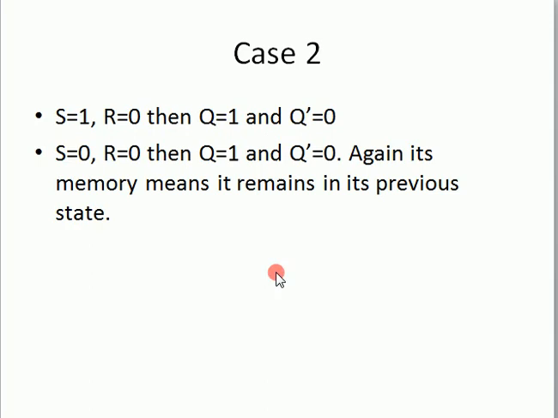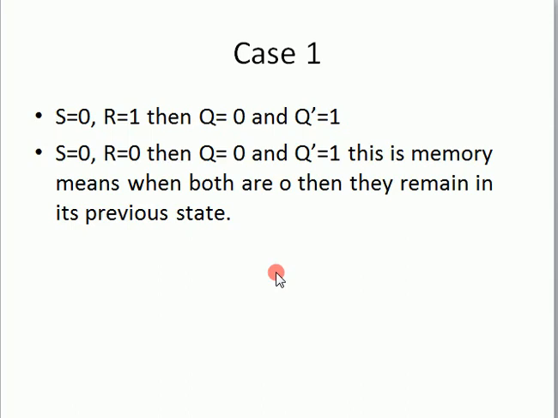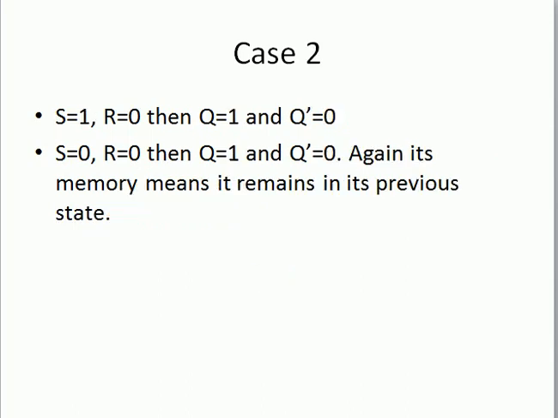So here we discussed the two cases. The first case is when S is equal to 0 and R is equal to 1. Then Q is equal to 0 and Q complement is equal to 1. And after that, when we have S is equal to 0 and R is equal to 0, then it remains in its previous state. In case 2, we have seen when S is equal to 1 and R is equal to 0, then we have Q is equal to 1 and Q complement is equal to 0. And after that, when again we have S is equal to 0 and R is equal to 0, then Q is equal to 1 and Q complement is equal to 0. So again it remains in its previous state.